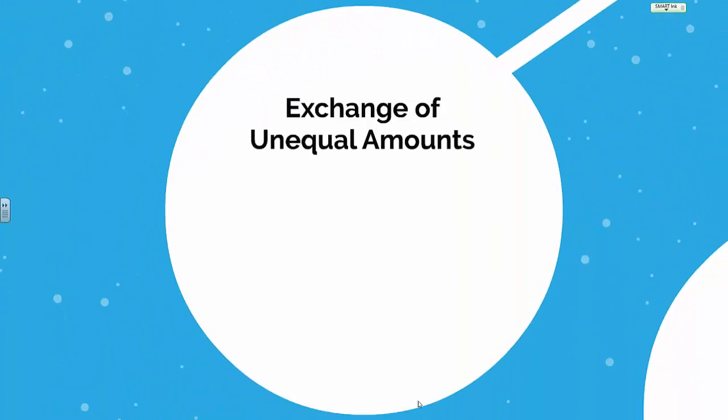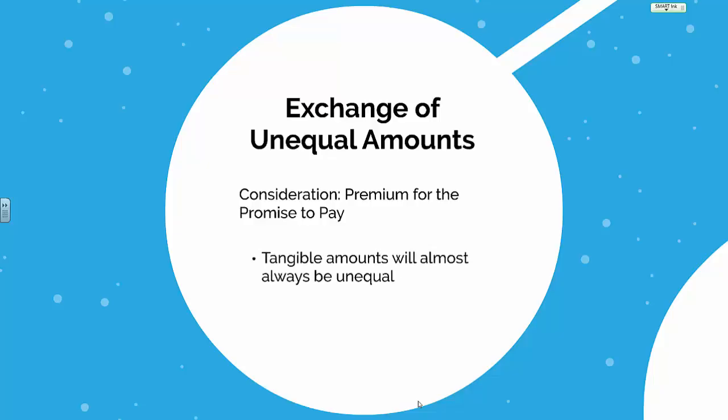Insurance policies also result in an exchange of unequal amounts. Remember that the consideration in insurance is the premium for the promise to pay. Tangible amounts will almost always be unequal. In other words, the dollars exchanged will ultimately be unequal. This is also known as aleatory. In ARM 205, we discussed that this meant the contract was aleatory.